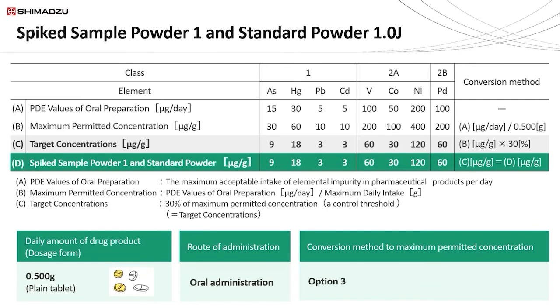What we would do is take the PDE value and divide that by 0.5 grams. The target concentration is 30% of that value, so it'd be 9. And then we spiked at that concentration. That's 1.0 J. So it'd be 9 ppm, 9 micrograms per gram of arsenic, 18 micrograms per gram of mercury, 3 micrograms per gram of lead, etc.